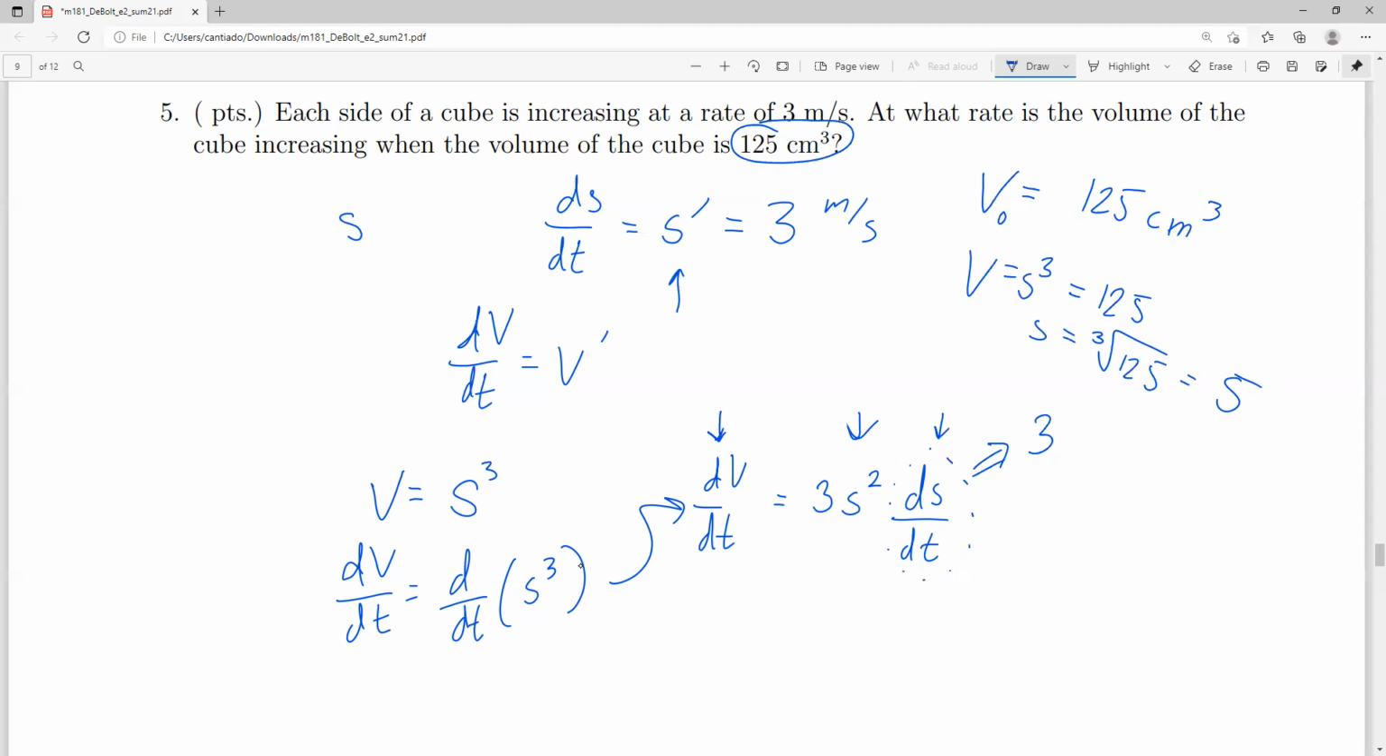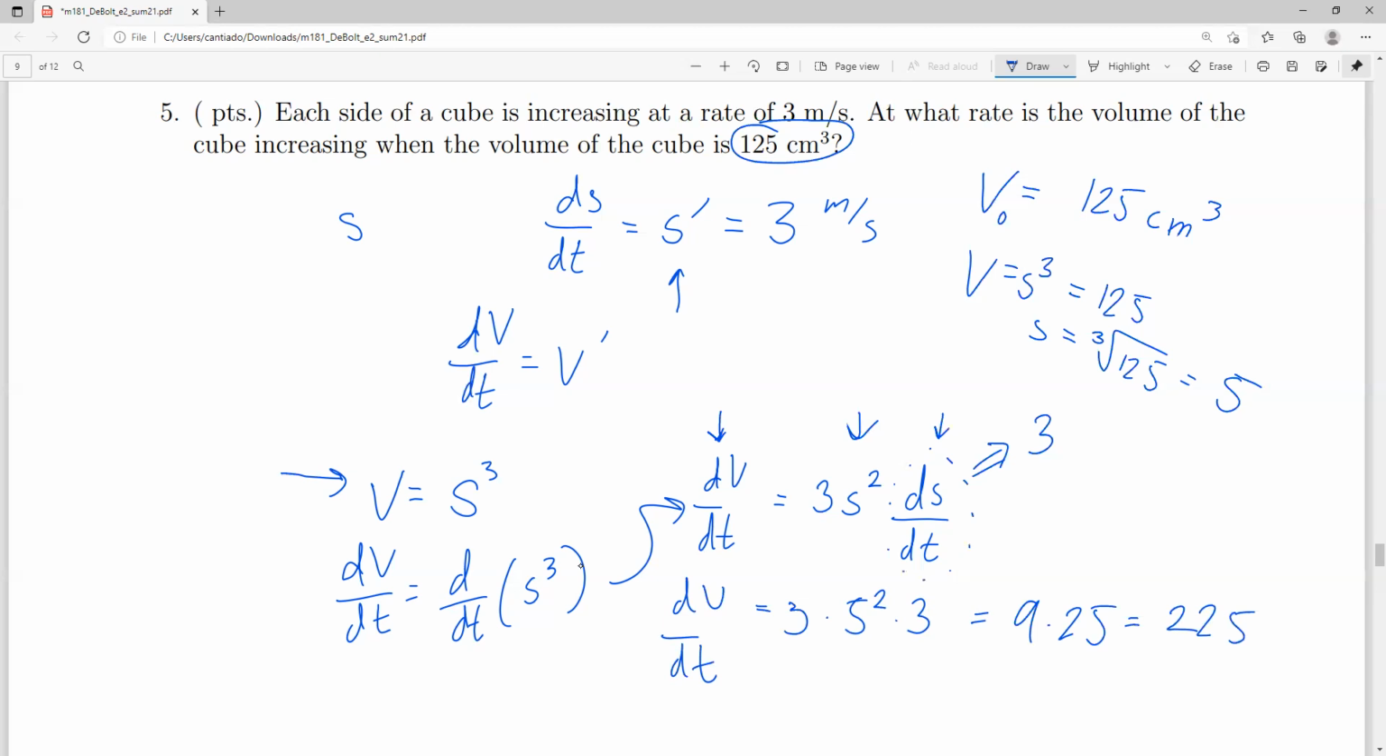So make sure that you not only know what equation is based off of the given object, but also are able to use the equation based off the given information to find the missing information. We're trying to find dv over dt. We needed s and ds over dt. They gave us ds over dt. We needed to find s, and we found that s was 5. So let's plug everything in. 3 times 5 squared times 3 is equal to 9 times 25, which is equal to 225. So this is the rate of change.